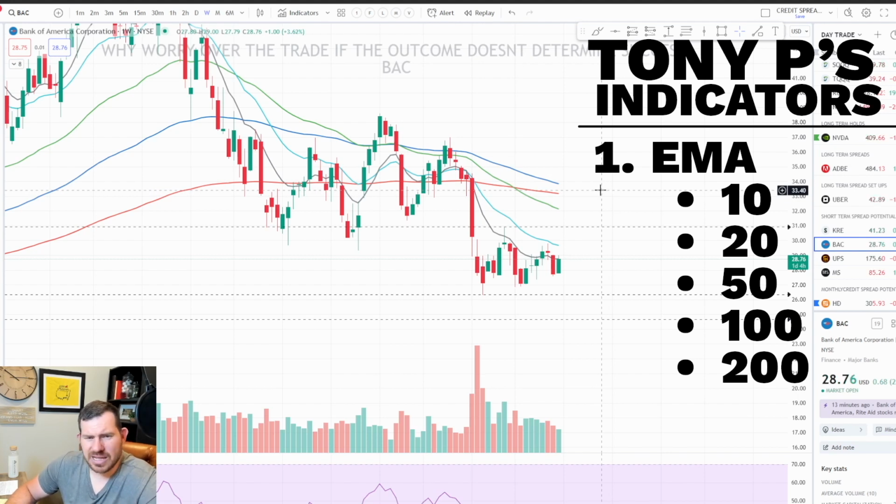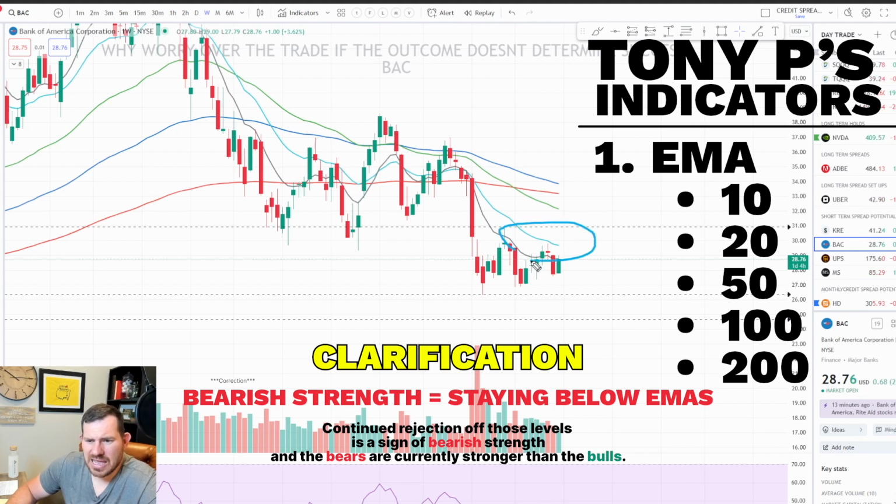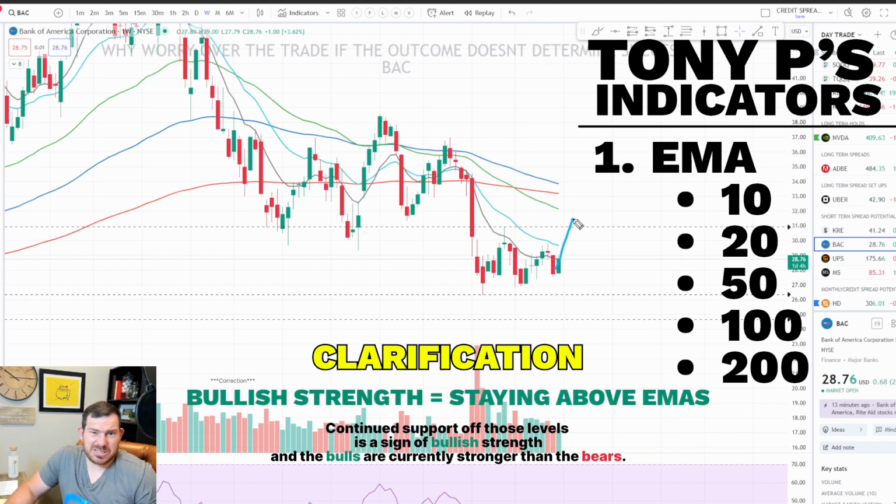So that's all I use them for. I don't use them for my entries, exits. I simply use them to read strength. If we continue to hang below and reject off of the 10 or the 20 EMA, I believe that's still a sign of weakness. Once we break out across those EMAs, it's a sign of strength for the bulls now. So that's what I use them for, mainly support and resistance.